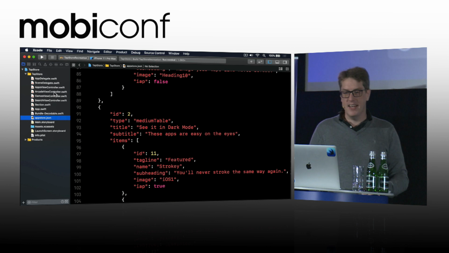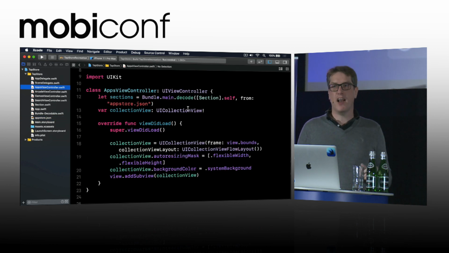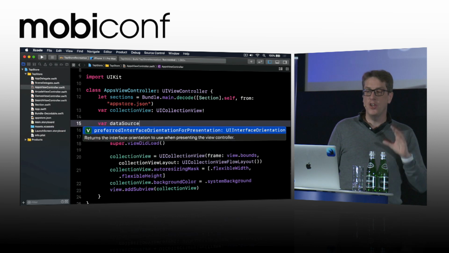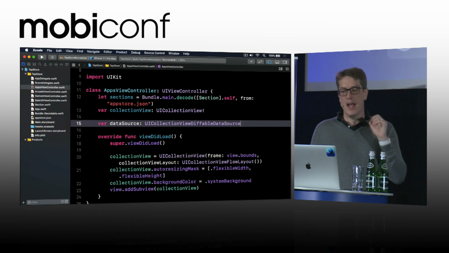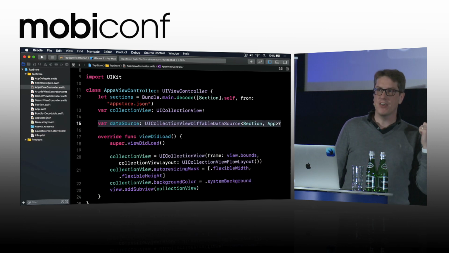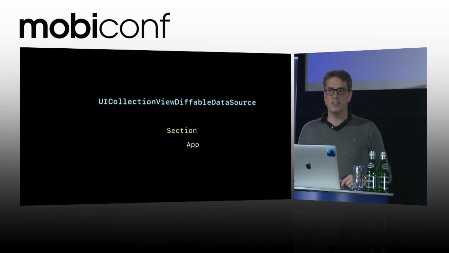Let's start in the Apps View controller. This thing already on line 13 creates a collection view to work with. I'm going to add some code below to make a new data source of the type UICollectionViewDiffableDataSource, generic over our section and our app. That's our two structs. And this thing here, this is new in iOS 13.